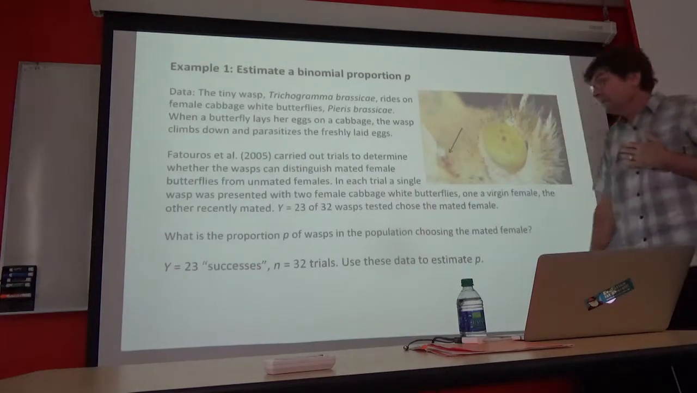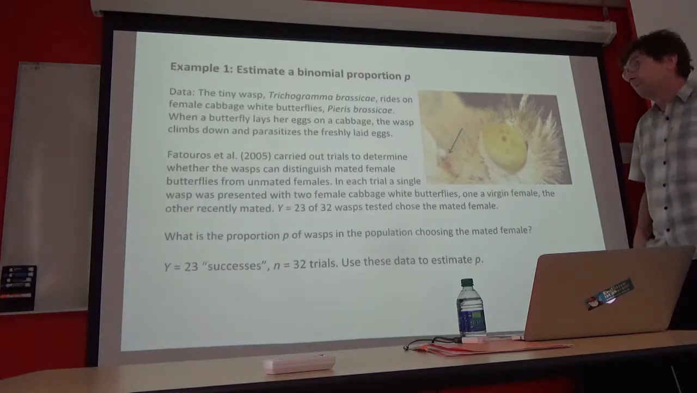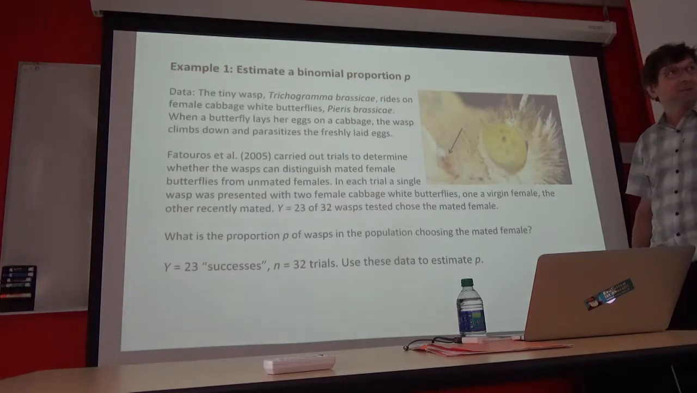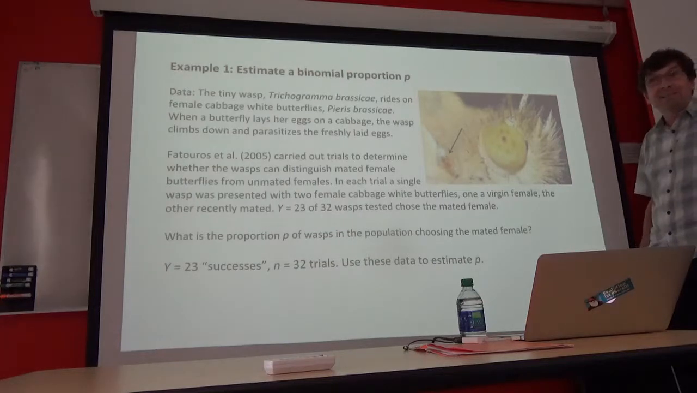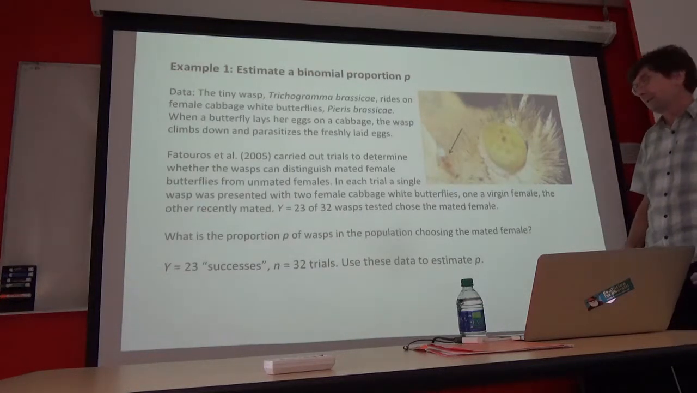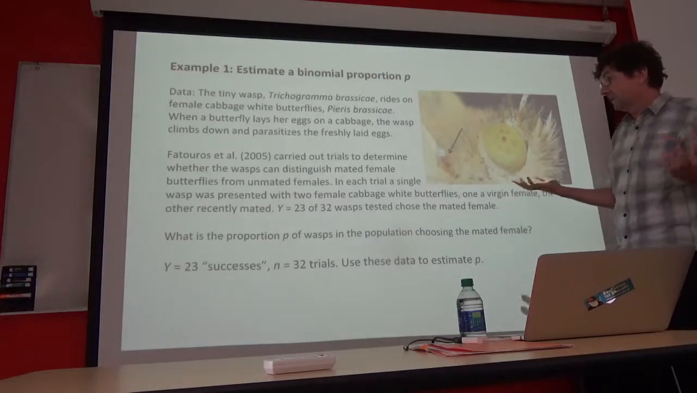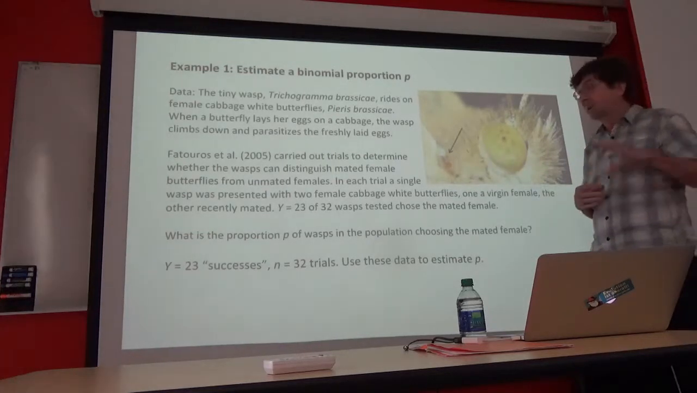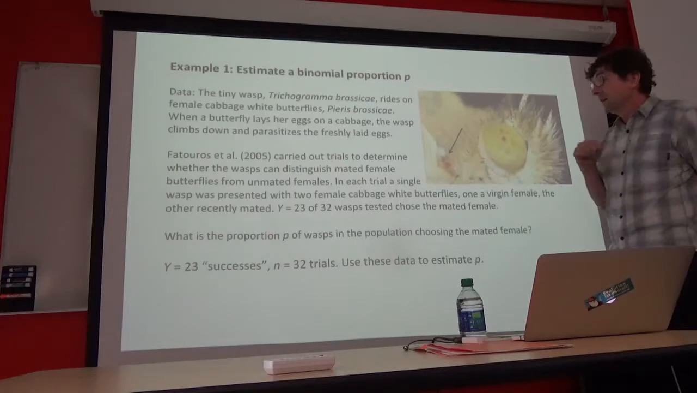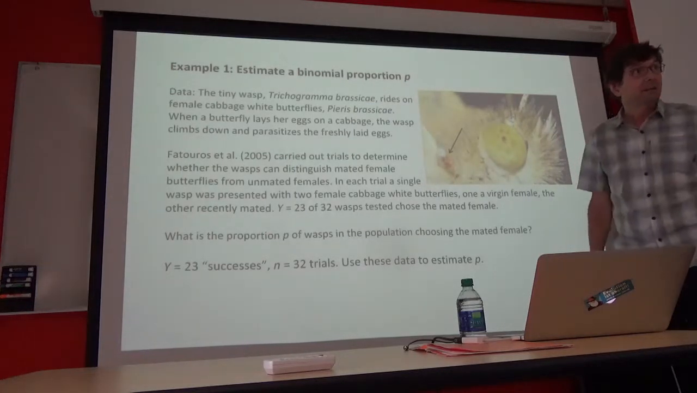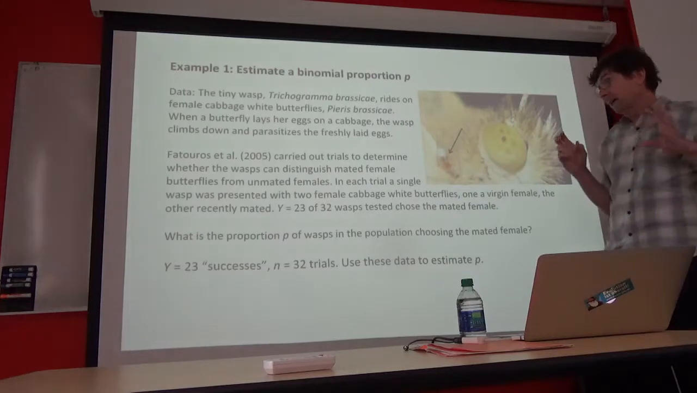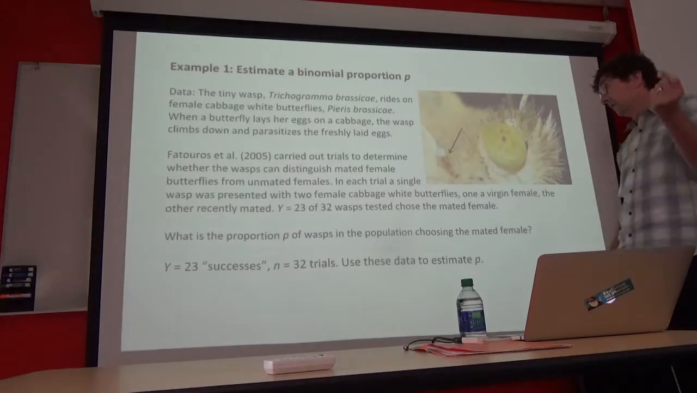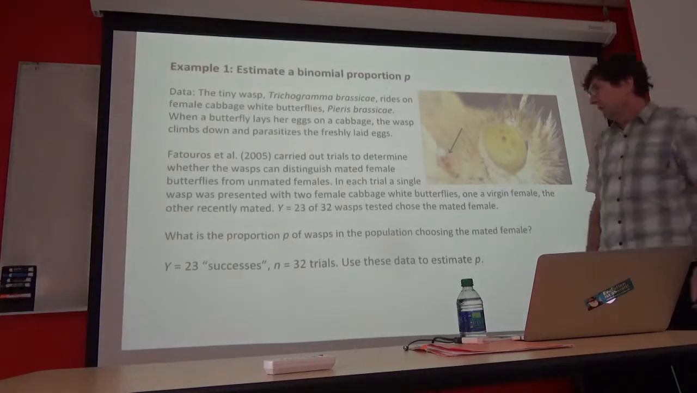And this study was carried out to determine whether the wasps can distinguish mated female butterflies from unmated females. The idea being that why ride around on an unmated female if you're a wasp? So they're interested in whether they can actually distinguish a cabbage butterfly that has mated or has not mated. And so they carried out a series of 32 independent trials. Basically your typical Y-tube trial where you have a mated and an unmated cabbage white butterfly and a single wasp, and the wasp has to orient in one direction or the other. We'll call it a success if the wasp orients towards the mated female, and a failure if she orients towards the unmated female.